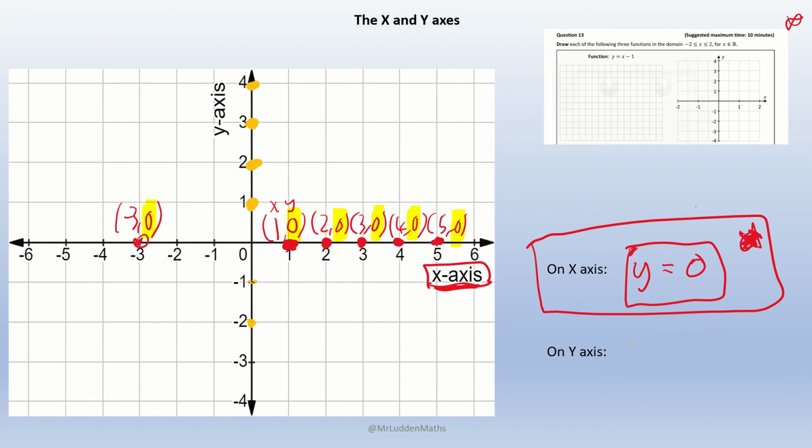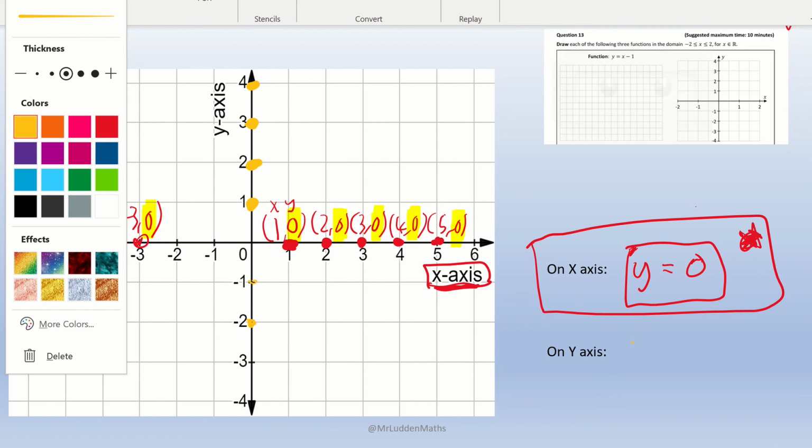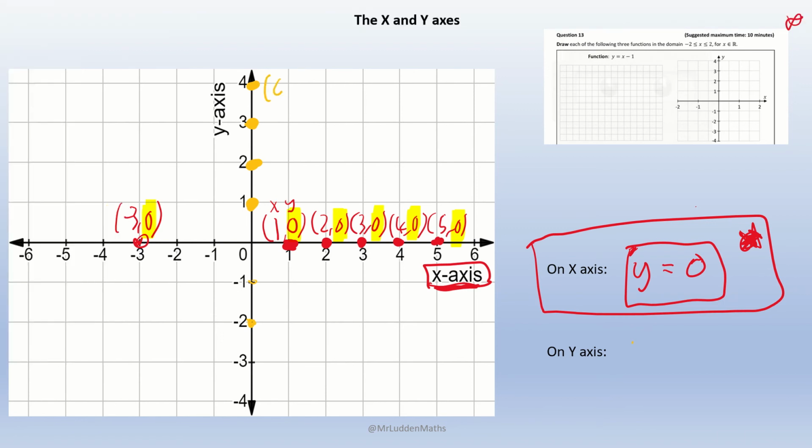One more piece of information that I'm going to give you is something about the y-axis, and you might see where I'm going to go with this. I'm going to get my yellow. This point up here at the top is going to be 0, 4. This point here is going to be 0, 3. This point here is going to be 0, 2. I'm going to skip a couple of the points here because otherwise I'm going to run into what I've written from my x-axis. This point here is going to be 0, minus 1. This point here is going to be 0, minus 2, and so on.